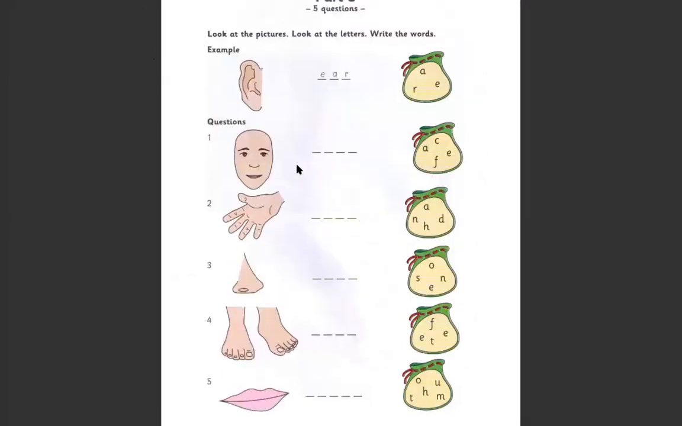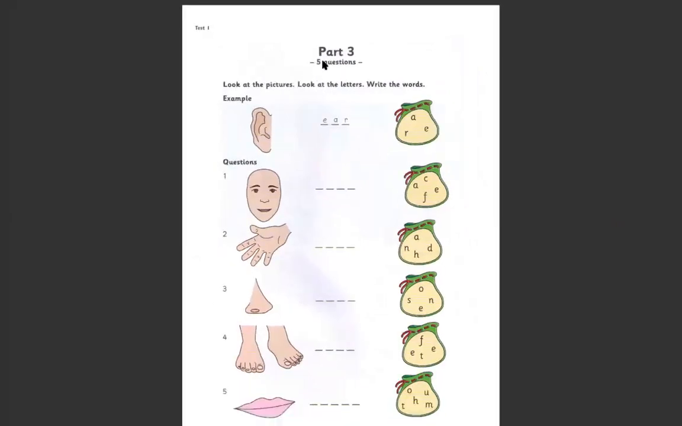Okay, this is part three. Reading and writing we have already written. Then part three. Write part 3. So we have already learned the lesson My Body, and what is here is from the My Body lesson.